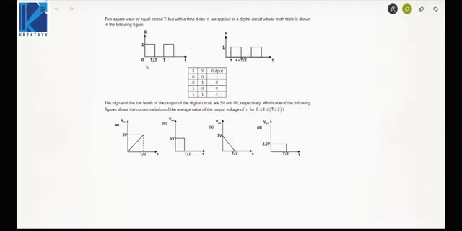Next problem. Two square waves of equal period T but with a time delay tau are applied to a logic circuit whose truth table is given. The high and low levels of the output digital circuit are 5 volt and 0 volt. Which one of the following shows the correct variation of the average value of output voltage for tau varying between 0 and T by 2?